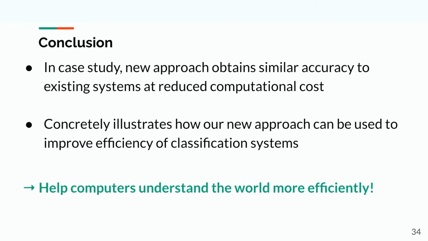So in conclusion, we saw really that in the case study, our new approach got similar accuracy to previously existing systems, and it did so at a significantly reduced computational cost. It concretely illustrated then how this box shaking approach can be used to improve the efficiency of classification systems. And therefore, to tie it back into the title of the presentation, we showed that it was possible to help computers understand the world more efficiently.